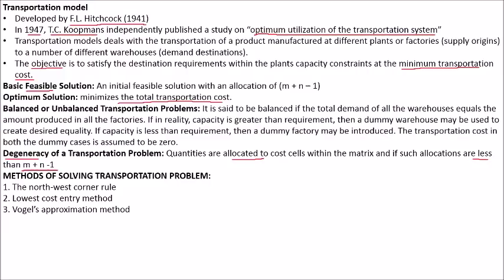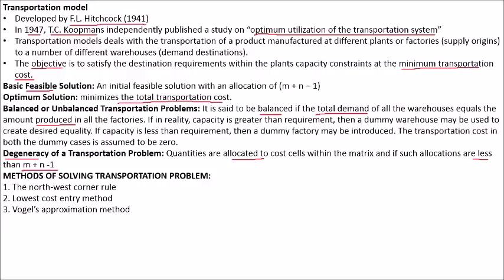Balanced means total demand for our products is equal to total supply, or total amount produced. But in reality there will always be some differences. If we have less demand than supply, we will create a dummy demand column, and similarly we will create a dummy supply column if supply is less than demand. We will see that in a problem.